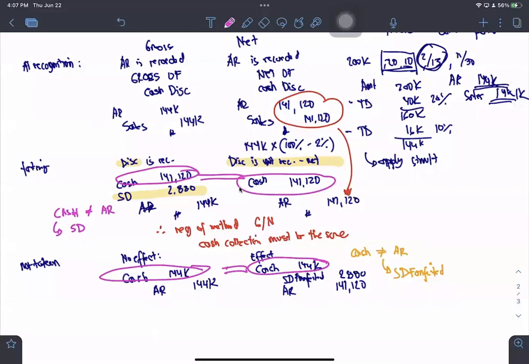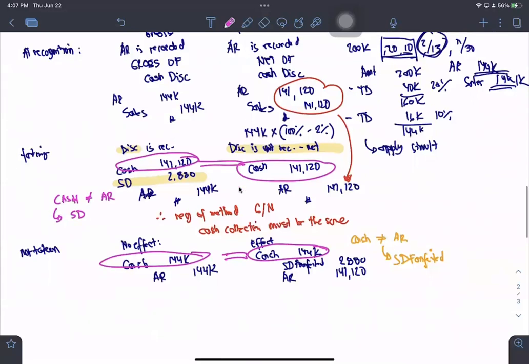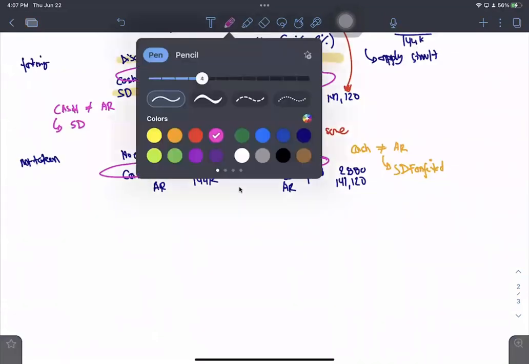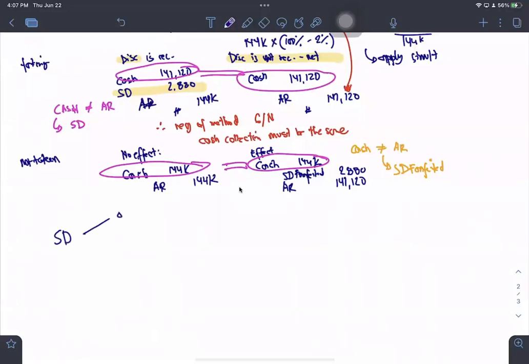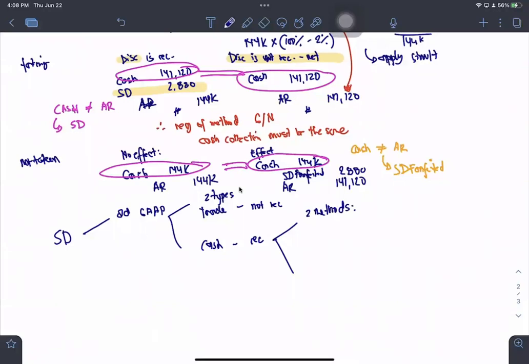Okay, let's wrap up your sales discount under your old GAAP. Under sales discount, we have here your old GAAP or your old standard, which is PAS 18. We have two types of discount: trade and cash. For trade discount, this is not recorded. Cash discount is recorded. And in a cash discount, there are two methods of accounting. The first one is your gross method, and the second one is your net.